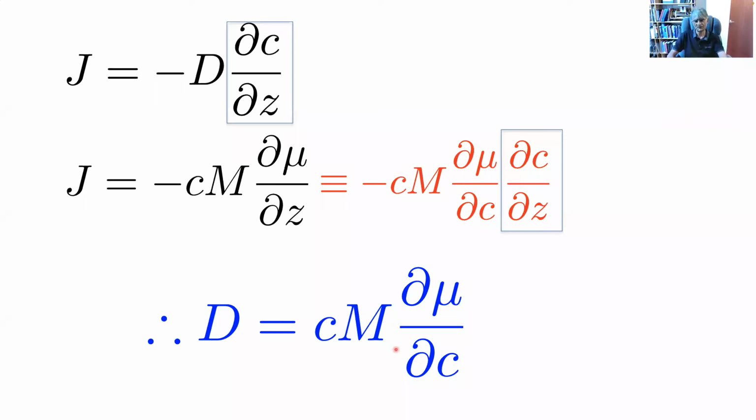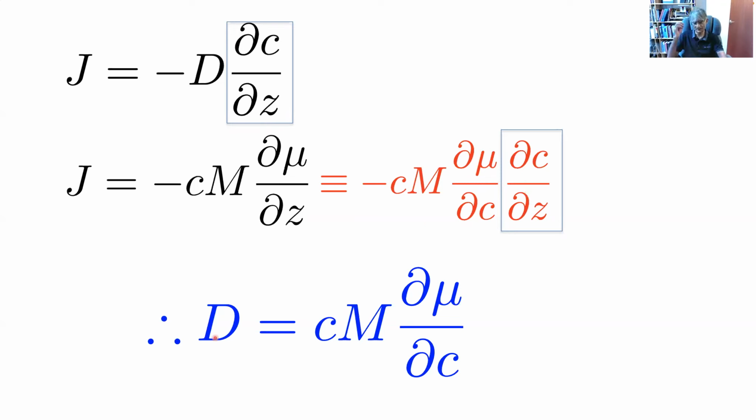But I emphasize again that D here is independent of the gradient. Okay, so both of these equations have a number D which is independent of the magnitude of the gradient or any function of the gradient.